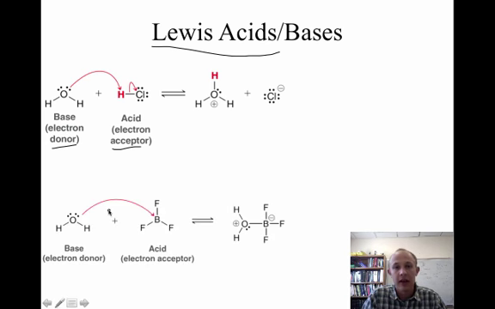Notice that this can be the case even if we don't have a proton donor and a proton acceptor. So water can react with boron trifluoride, donating a pair of electrons, accepting a pair of electrons. So this is our Lewis acid. This is our Lewis base, even though a proton is not transferred.